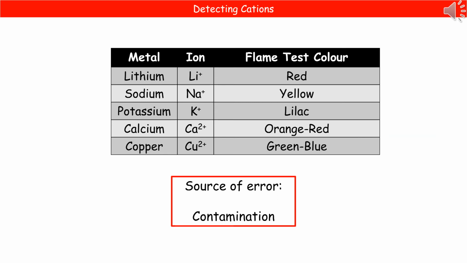There are 5 different metal ions we need to know the flame test colour for. Lithium is red, sodium yellow, potassium lilac, calcium is an orangey red, and copper greeny blue.